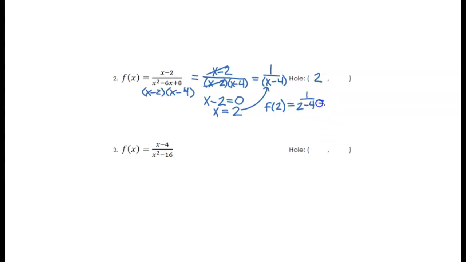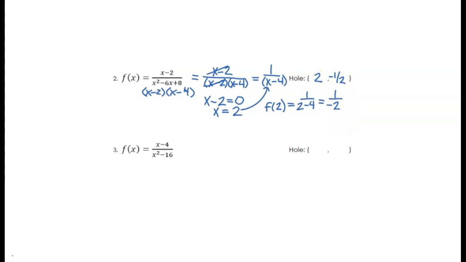What is 2 minus 4? -2. The question was how did I get the 2? Because I found the factor that I canceled out. And when you cancel out a factor on top and bottom, that creates a hole. So you need to take that factor and set it equal to 0 and find the x value that gives you the hole. Okay? In order to find the y, you substitute your x value into the function and you calculate. So 2 minus 4, you're right, is -2. So the y value is.